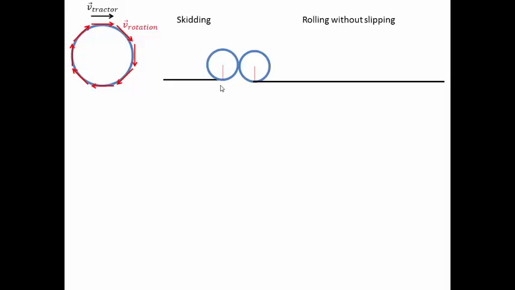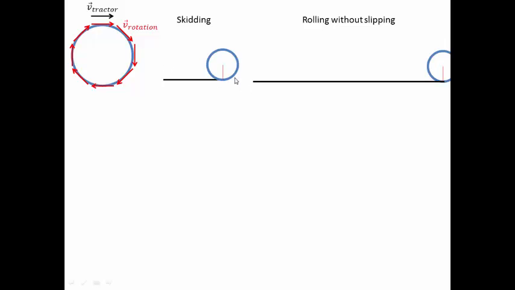Now to proceed, I would like to introduce two forms of motion associated with a wheel. The first is the skidding motion. So as you can see from this animation here, a wheel undergoing skidding motion does not rotate. Like the name suggests, it just skids on the floor. Next is the rolling without slipping motion. As you can see from the animation here, the wheel rotates while moving forward.